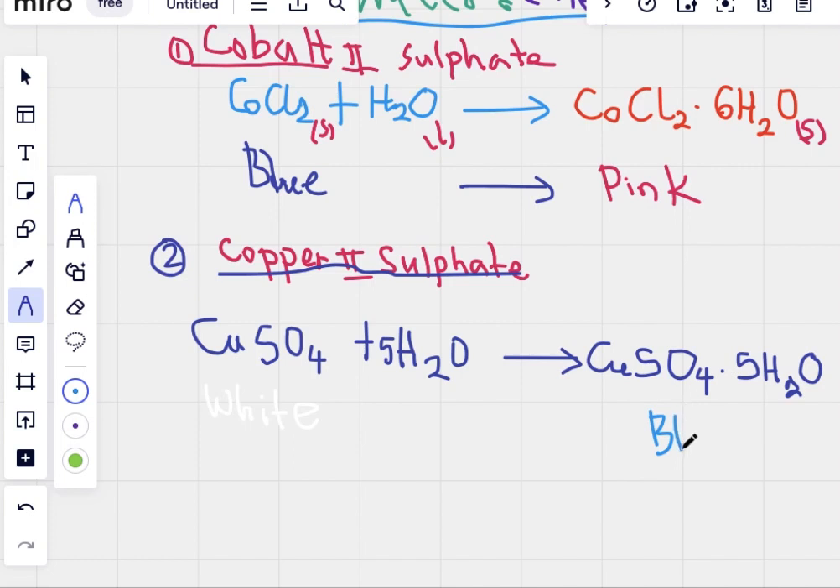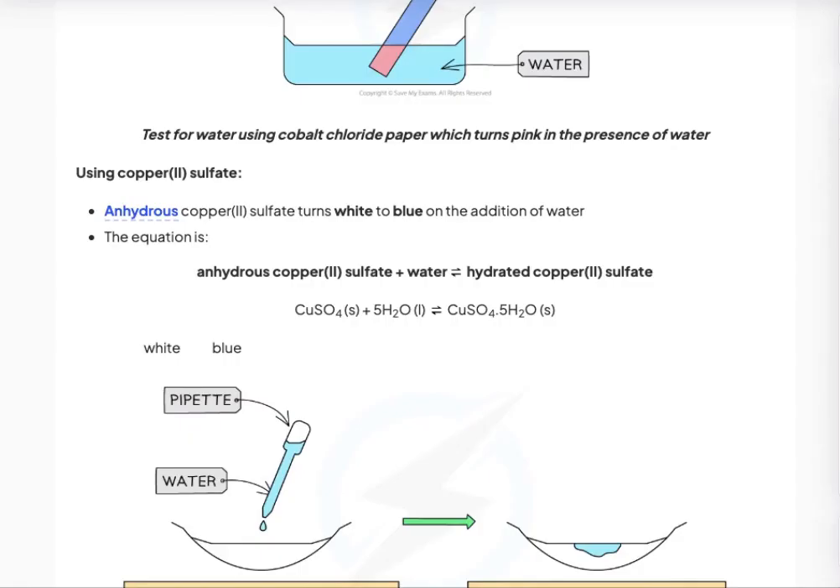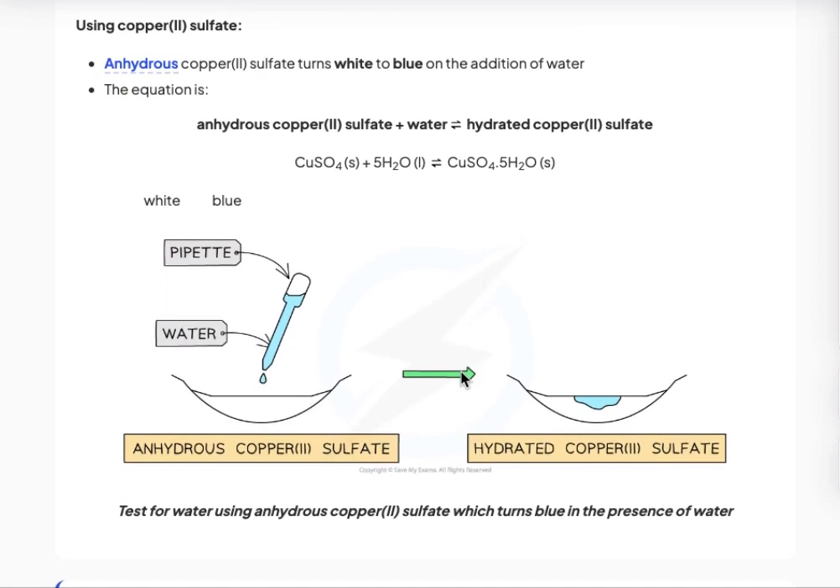So this is the second test for water. When you take copper 2 sulfate and dip it in water, and the color of the copper 2 sulfate changes from white to blue, then what you've tested for is water. Copper 2 sulfate is solid, water is liquid, and hydrated copper 2 sulfate is also solid for the state symbol.